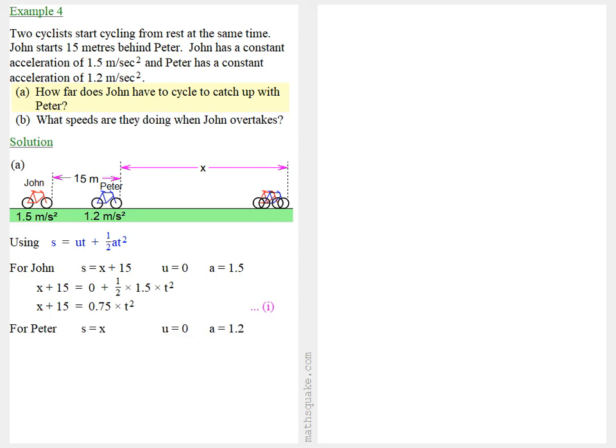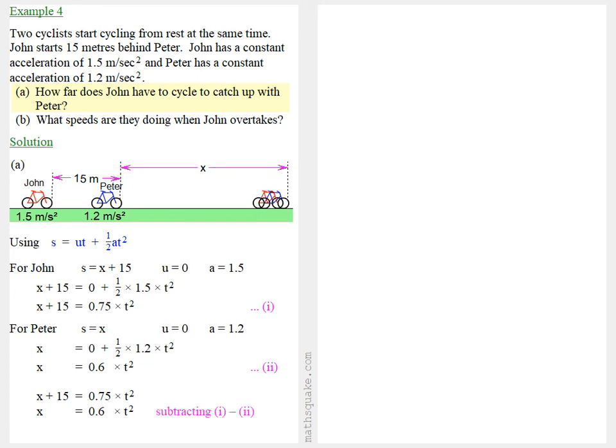And for Peter, the distance he travels is just x. Again, u is 0 and a is 1.2. So x is equal to 0 plus a half times 1.2 times t squared. That is, x is equal to 0.6 t squared. So we have two equations. x plus 15 is equal to 0.75 t squared. And the other one, x equals 0.6 t squared.